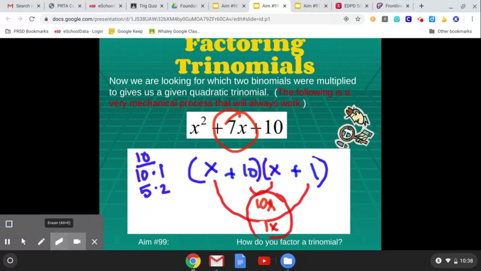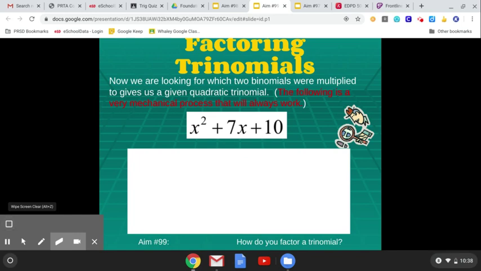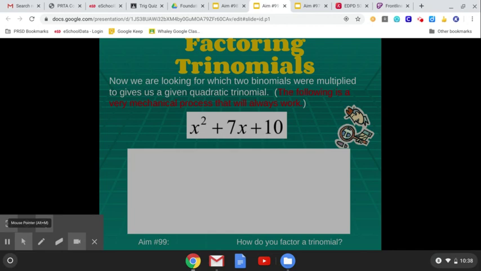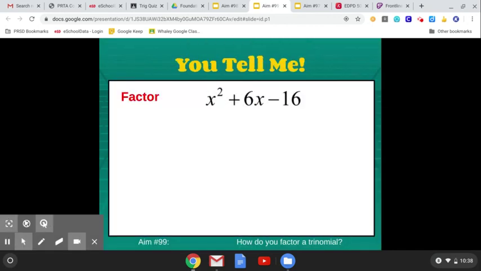Okay. Now, we went through one. I'm not going to leave you hanging. We're going to do another one together. We're not done yet. We're going to start with just ones that have an x squared in them for now. Take a look at the following.